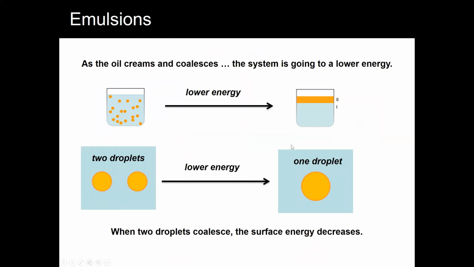Over time, they go back to that lower energy state, right? So I start with all these small droplets, and if I wait long enough, I just have this band of oil on top to minimize the contact between the oil and the water. And if I have 2 droplets and they combine, that's called coalescing. Now they go to a lower energy state as a single droplet. So the picture on the top and the picture on the bottom just represent a system going from a higher to a lower energy state.